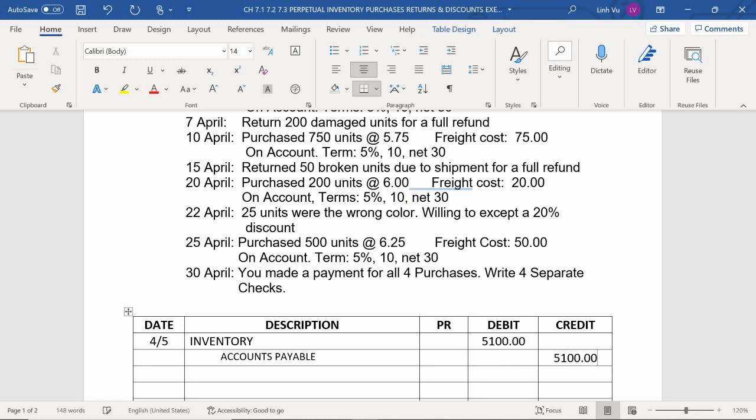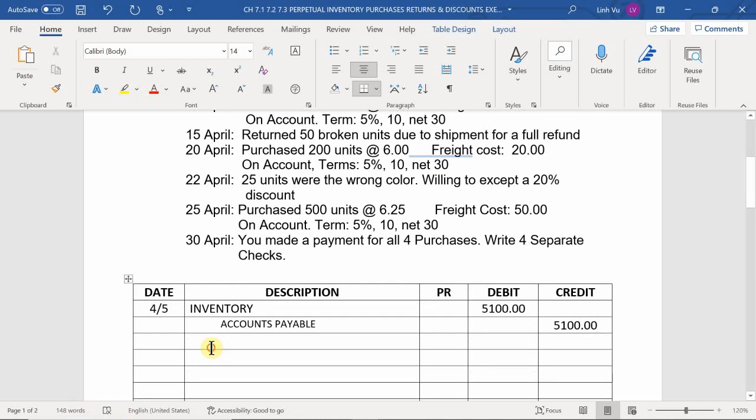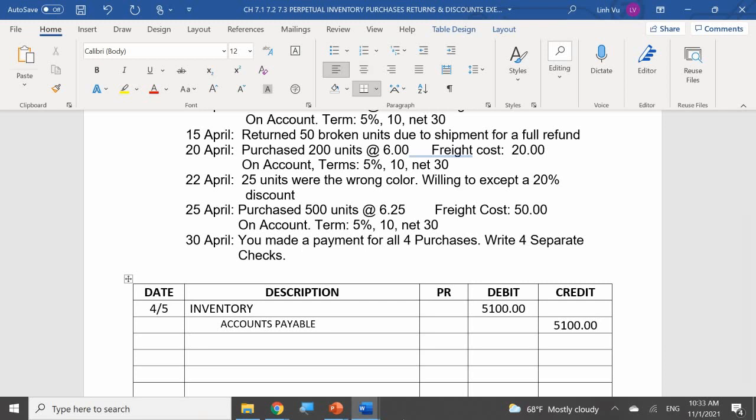Here I'm also going to make a note that I purchased this on account: purchased 1,000 units at $5 each, and I was given terms 5%, 10, net 30.